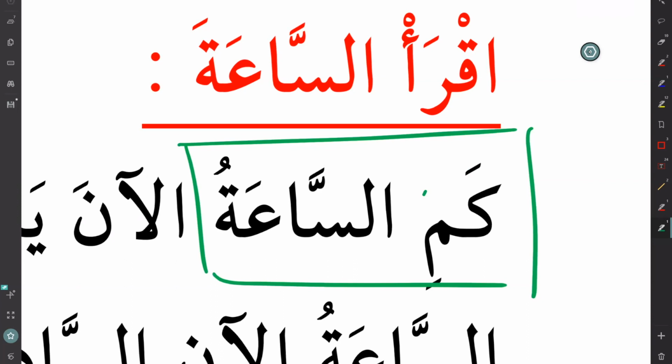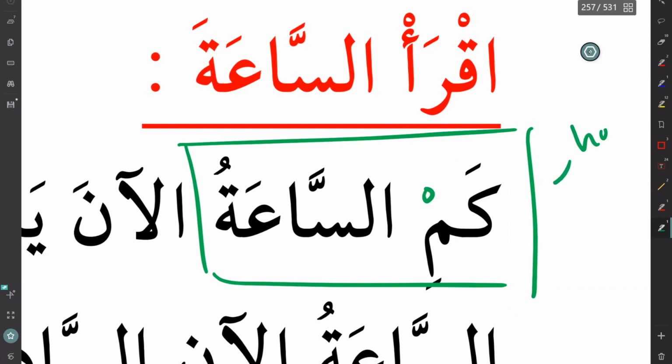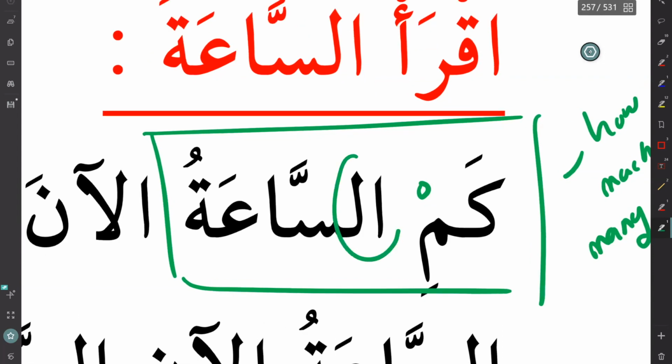First of all, we know that the word is kam, and we know what kam means. We learned that kam means how much or how many. Okay, usually kam comes for number, in terms of amount, adat. And it has a sukun. But here, because I explained to you before that because we have alif lam and sukun, they don't go together. So we have to say kamisa.